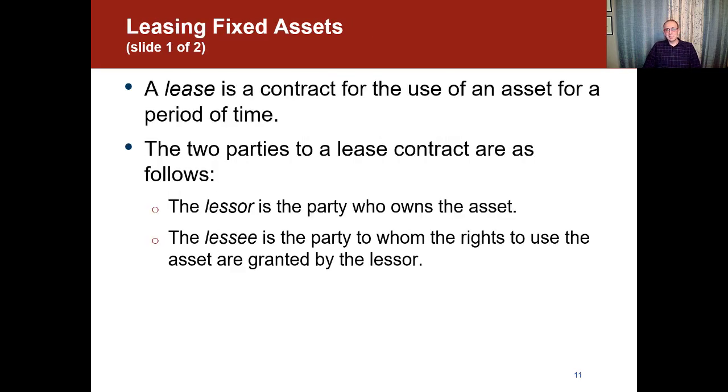Now let's talk about leasing fixed assets. A lease is a contract for the use of an asset for a period of time. The two parties to a lease contract are the lessor and the lessee. The lessor is the party who owns the asset. The lessee is the party to whom the rights to use the asset are granted by the lessor. So in other words, the lessor is the party who owns the asset and is leasing it out to the lessee, and the lessee is the one who's using the asset.